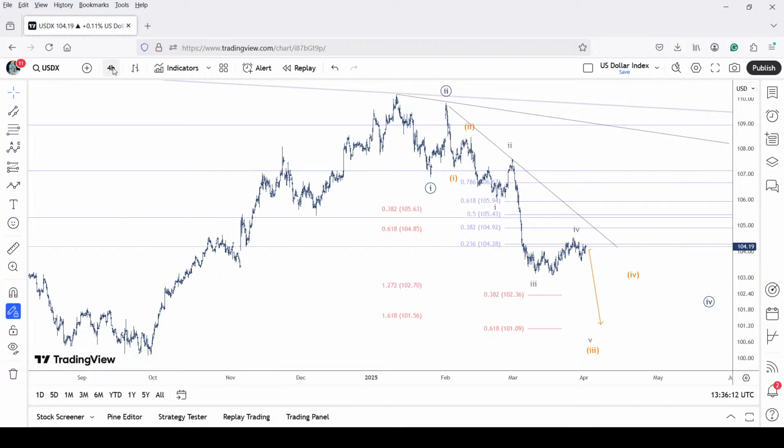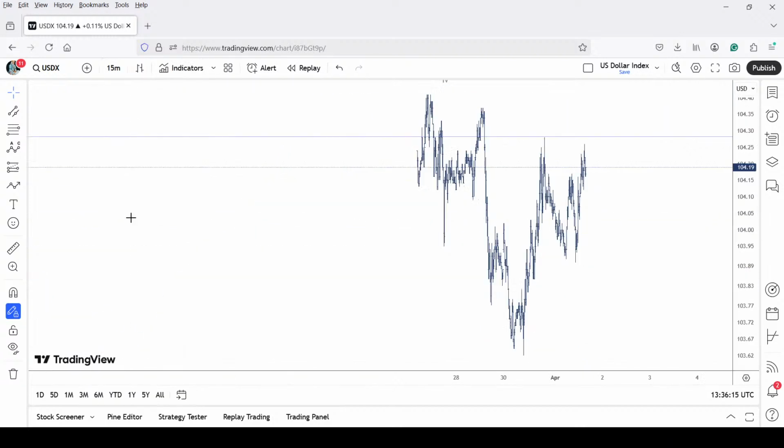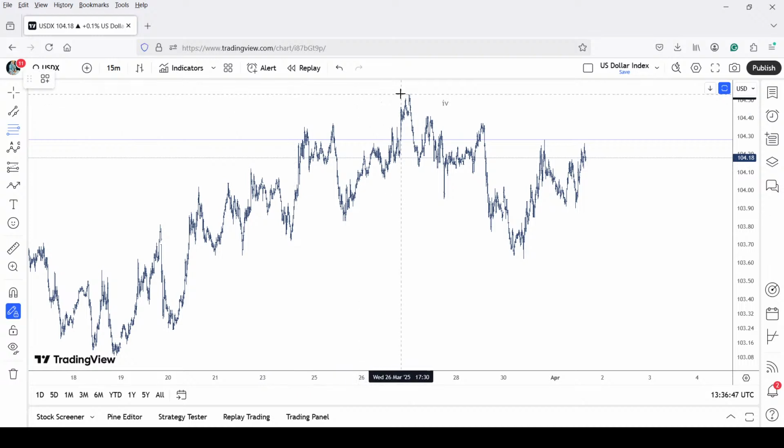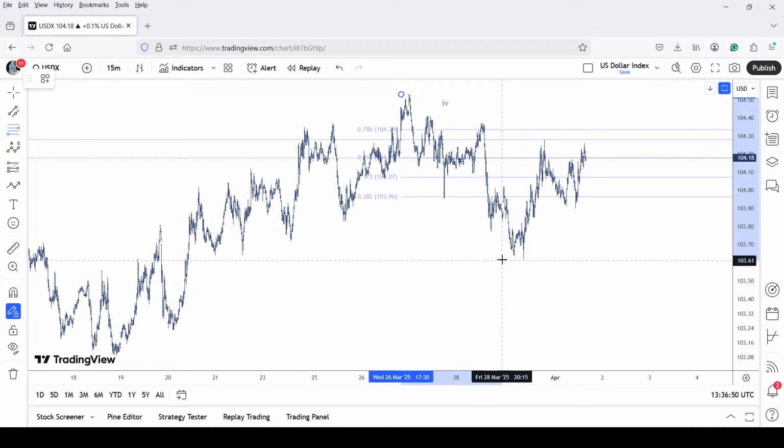I think we can go on a 15 minutes time frame first and define whether lower degree wave 2 is being carved out. I think we are correct. It is 1, 2, 3, 4, and 5. So the impulse wave is clearly visible on the dollar index. Not only the impulse wave but also the corrective wave ABC is now more or less completing, and it's providing another opportunity to go short right now as prices trade close to 104.16 or 104.15.